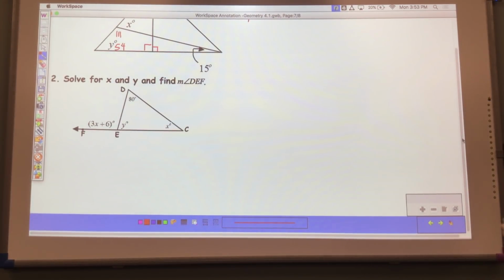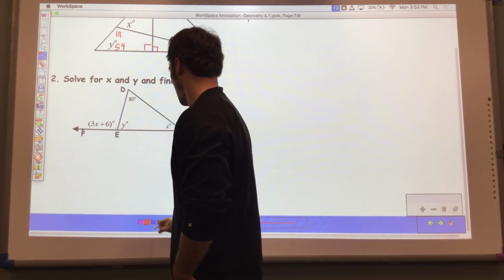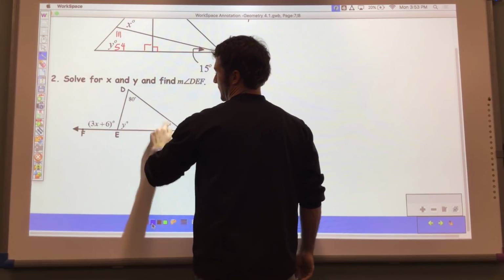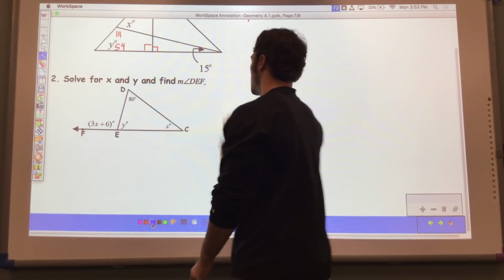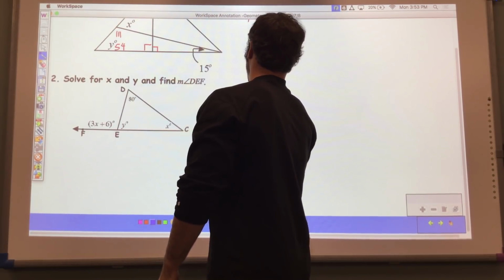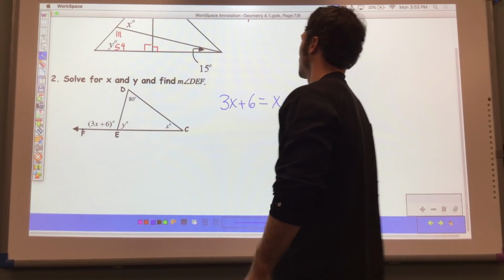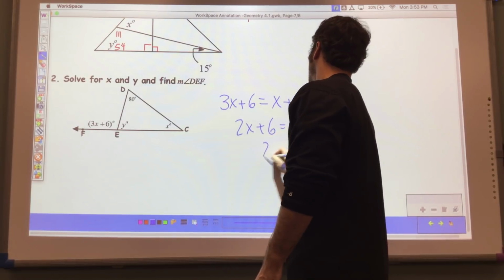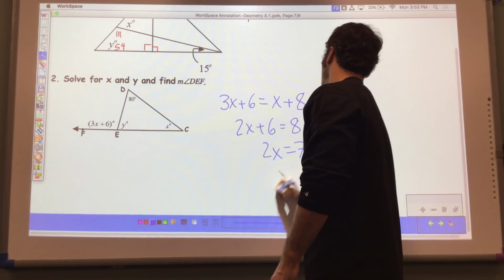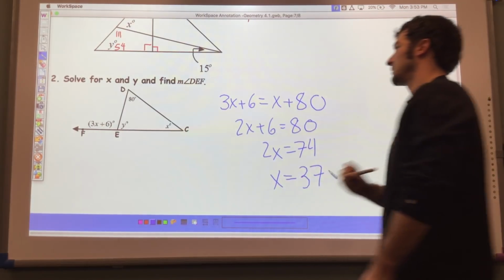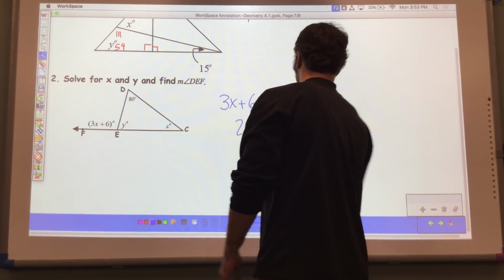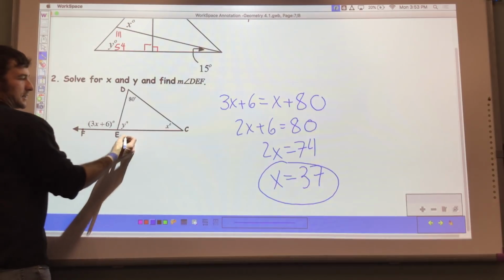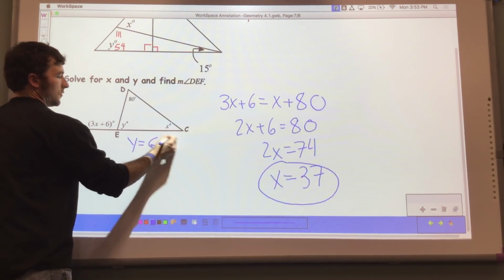All right, next one, number 2. Supposed to solve for x and y, and then find the measure of angle DEF. This one we're going to use our exterior angle theorem, which says that our exterior angle is going to equal the sum of these non-adjacents. So we can say 3x plus 6 equals x plus 80. So 2x plus 6 equals 80. 2x would be 74. So x is going to be 37. Then we can do 180 minus 80 minus 37, and we're going to get 63 for y.